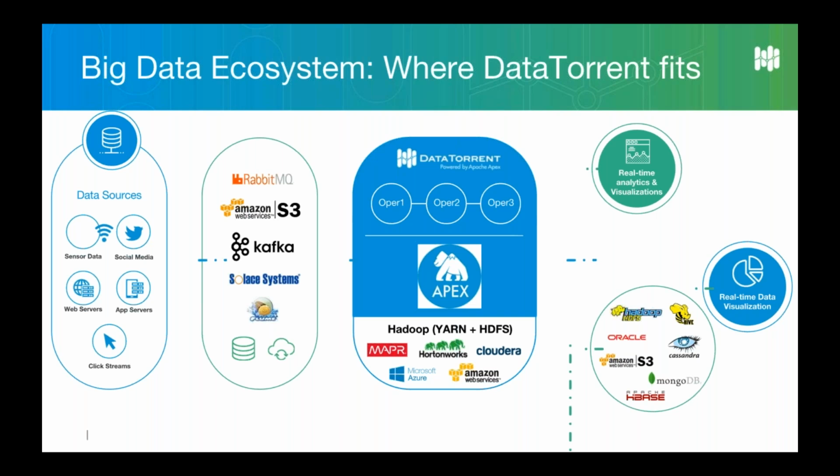So when someone builds an application over Apex, it's basically these operators. There's a library called Malhar, where we have some 300, 400 operators, which includes connectors where you could read data from different sources: sensor data, social media data coming via, let's say, Amazon S3 or RabbitMQ or a Kafka message queue, or through a Flume pipeline or through Solace systems or the JDBC input store, and so forth.